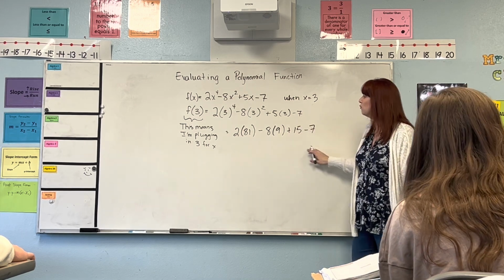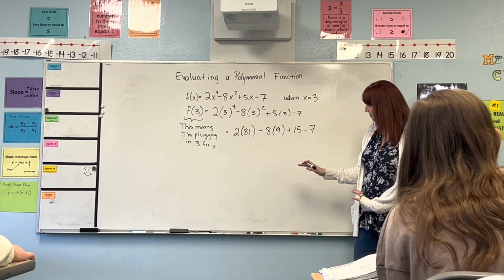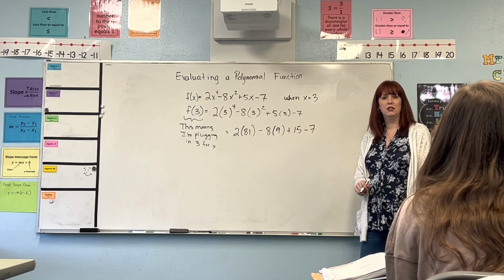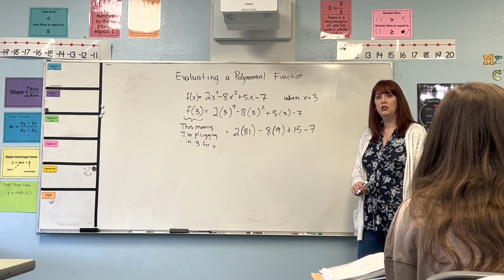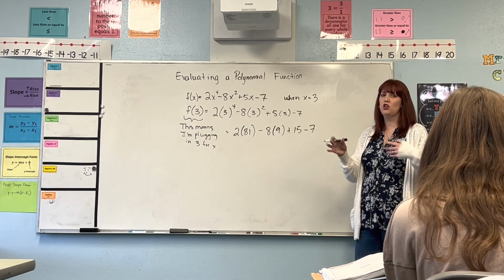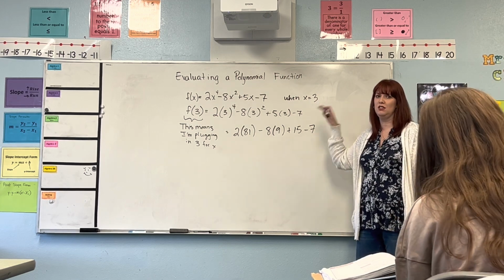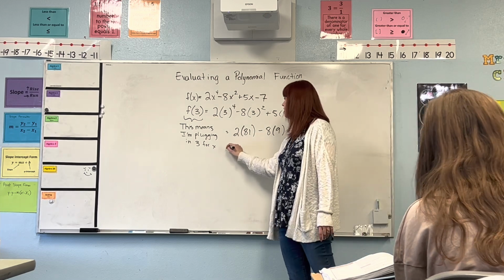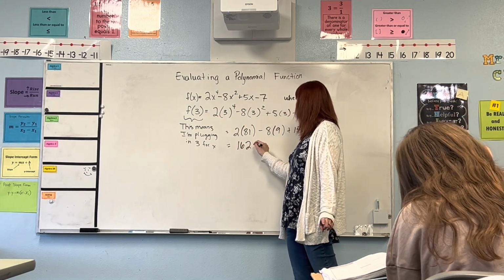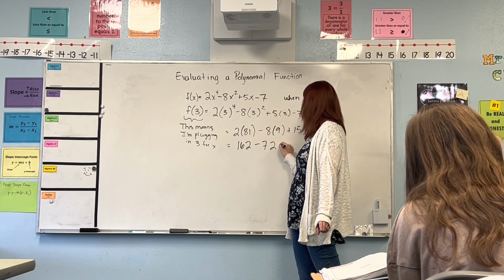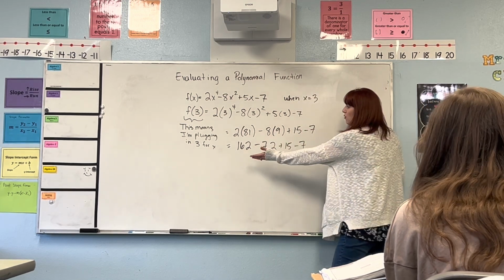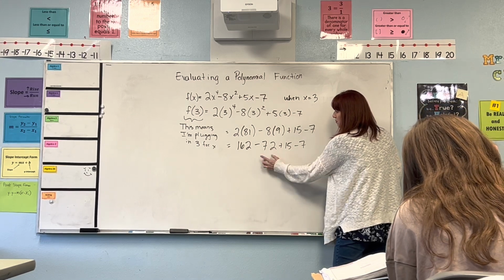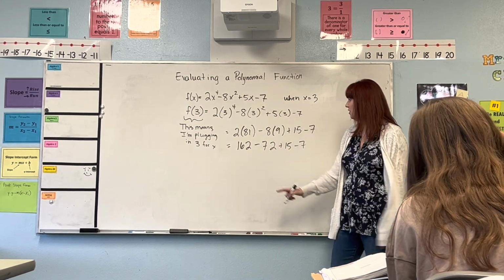Always work left to right for adding and subtracting, okay? Wait, quick question. At the very end, if we plugged in the 3 for x, does that mean we'll divide by 3? No. That would be if you were solving an equation. We're just going to be evaluating, simplifying this. 2 times 81 is 162. 8 times 9 is 72. Always work from left to right. Don't try to combine these and then subtract that. You'll goof everything up.